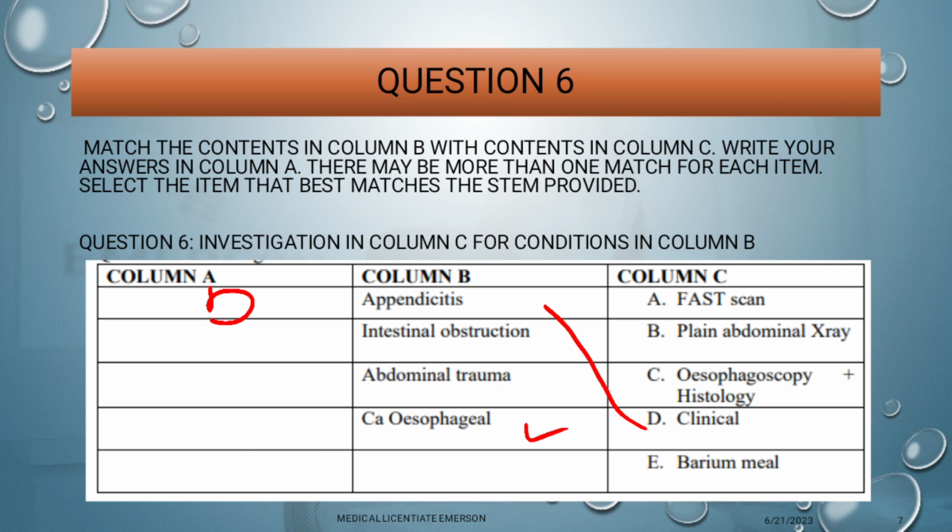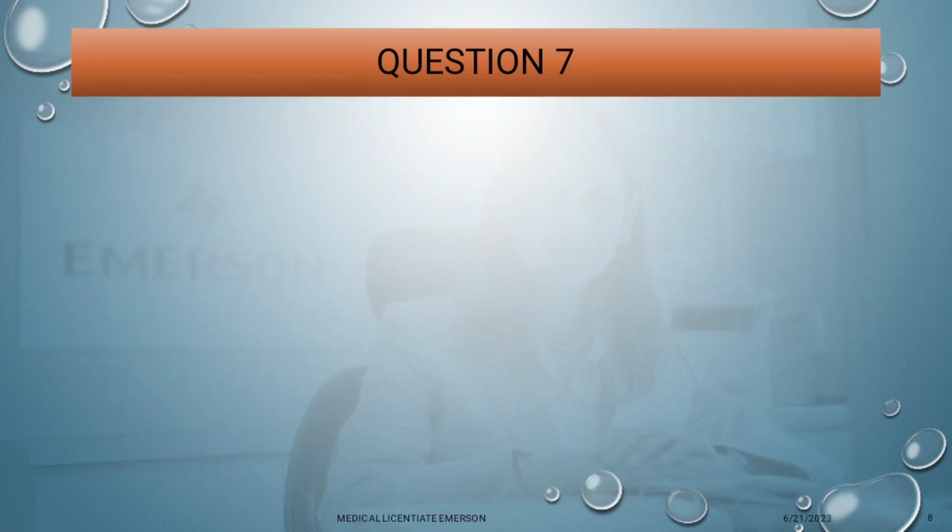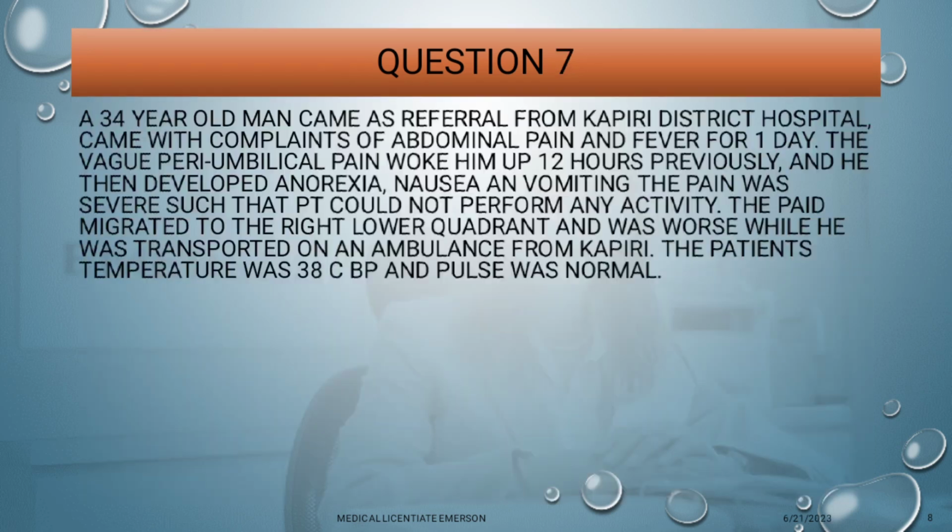So for intestinal obstruction, you do a plain abdominal X-ray. That's B. Then abdominal trauma, you do a FAST, which is A. And then for a CA esophageal, you do C, which is esophagoscopy with histology. So that's C. So I think this was awesome. Okay, then this is another question.